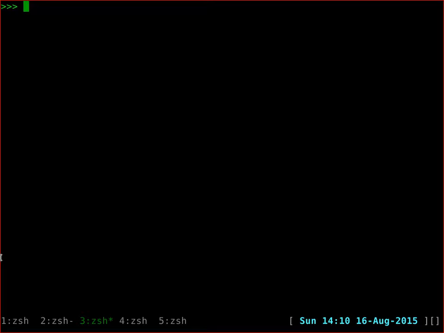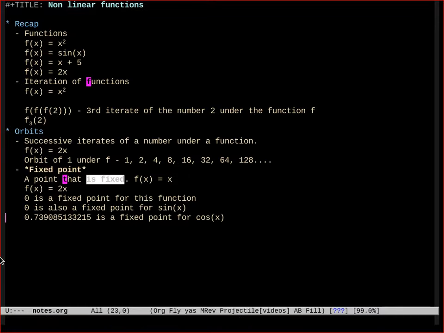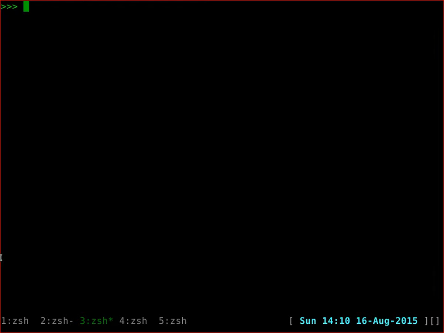Now let's consider, we've already looked at fixed points. Now let's consider another kind of points called periodic points. Periodic points are points which are not fixed. It's like a generalization of fixed points. Let me give you an example first.